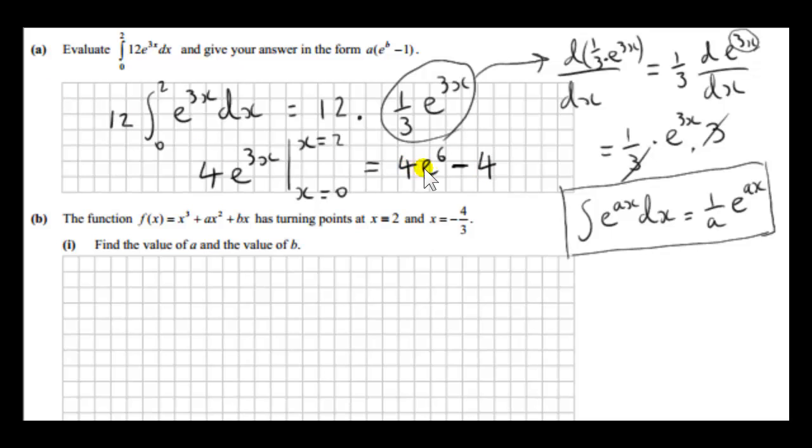And you can see that we can factorize 4 out of this, so we will indeed get it into this form: some number times e to the power of another number minus 1. So we get 4 e to the 6 minus 1 actually.